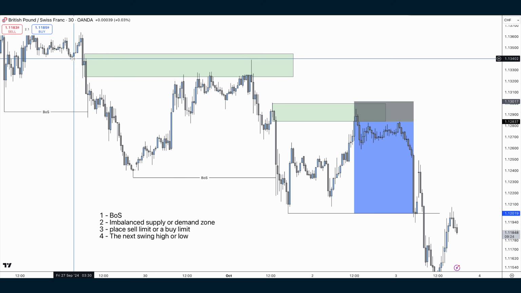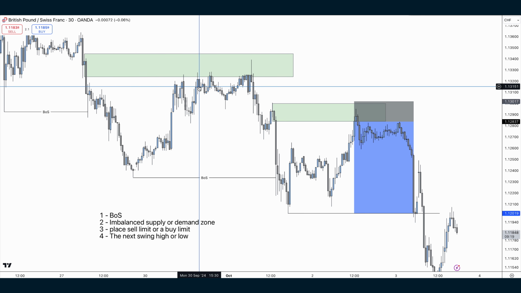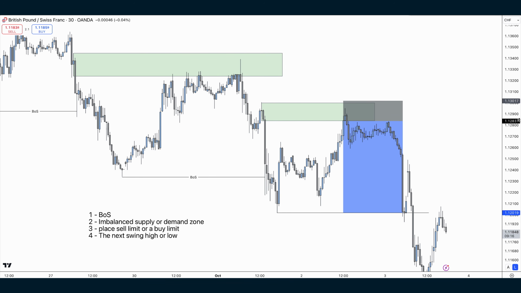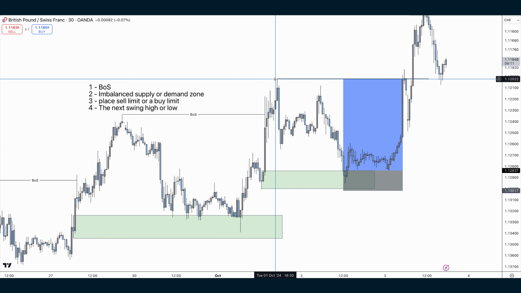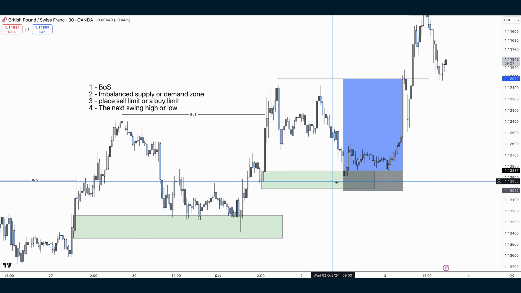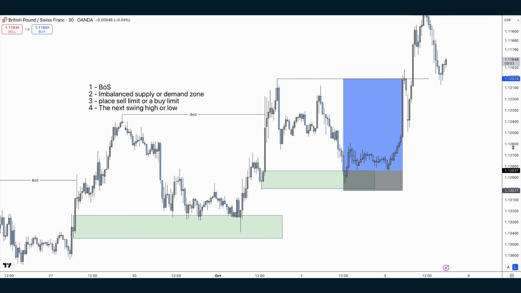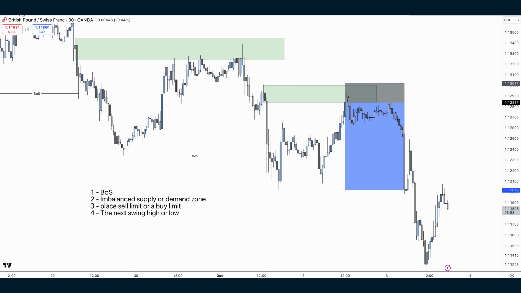Very simple stuff. Break of structure, find the imbalanced supply zone, market pulls back, we use a sell limit on this zone, and we target the next swing low, okay? For a buy side idea, it would be exactly the same, but the other way. Break of structure into a new high, pull back through an imbalance to retest an imbalanced demand, push away from there using a buy limit, and target the next swing high. Simple system. You can expand upon this, and I will help you with a free course as well, but we'll get to that in a little bit, so let's move along.